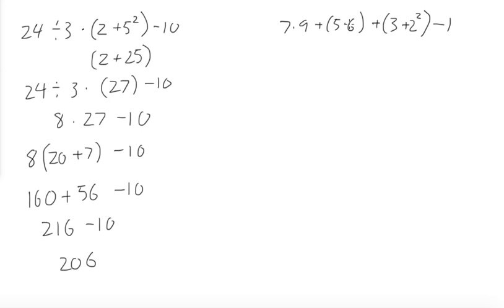Okay, let's take a look at this one first. So we do parentheses first and exponents. So right here we have two parentheses. We can do this one first if we want to, and then we can do this one next. 3 plus 2 squared, that's 4. So 3 plus 4 is 7, minus 1, and then now we can do the multiplication. 7 times 9 is 63. 63 plus 30 is 93.